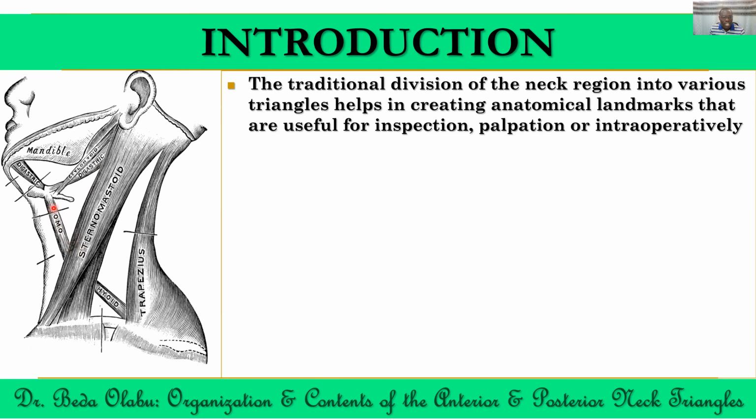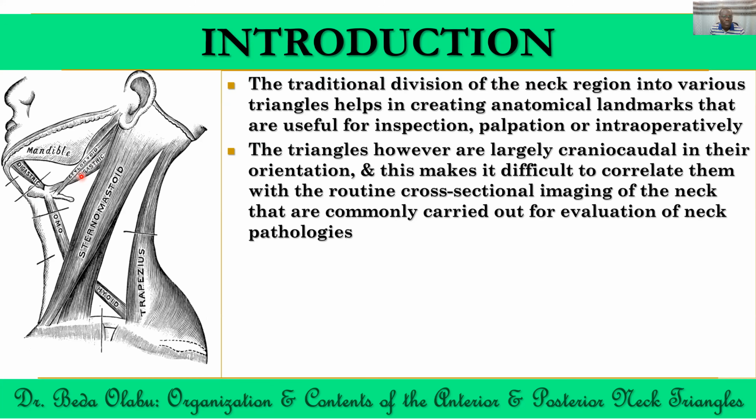During surgery, there are many more structures that you can see. For example, the omohyoid can be seen, the digastric can be seen. And so they're usually used as landmarks in clinical procedures as well.